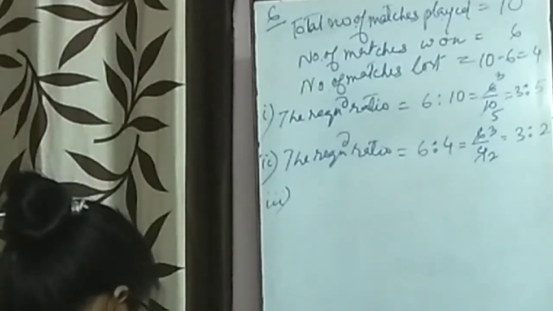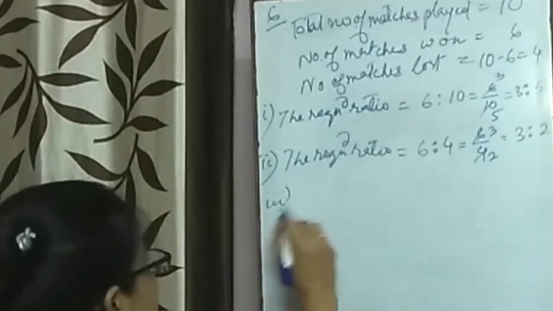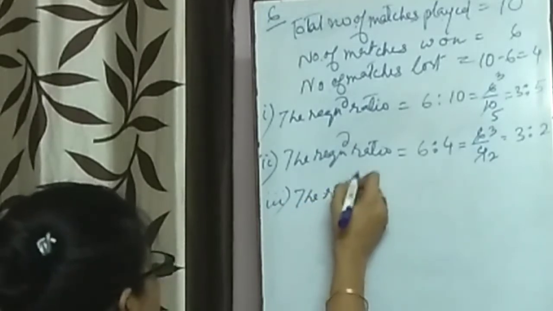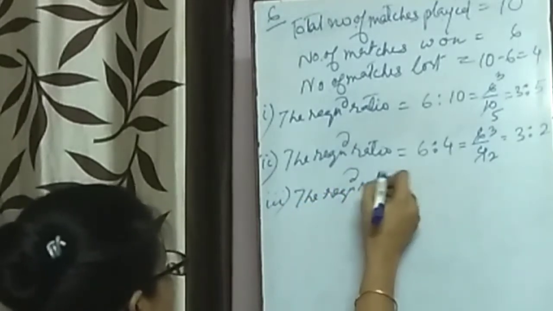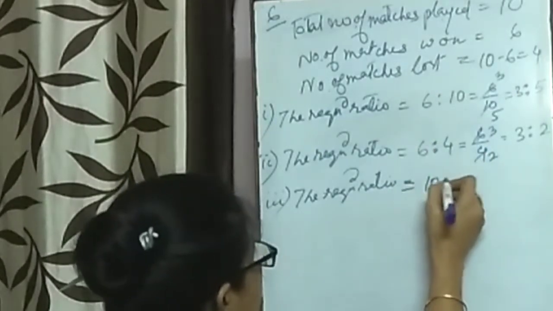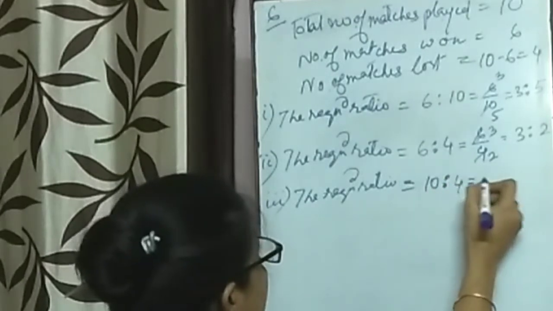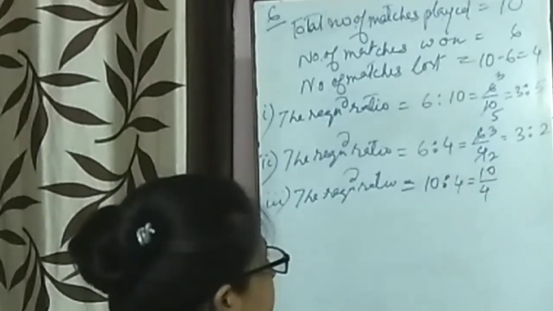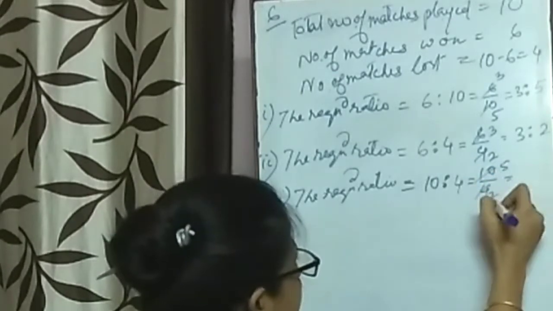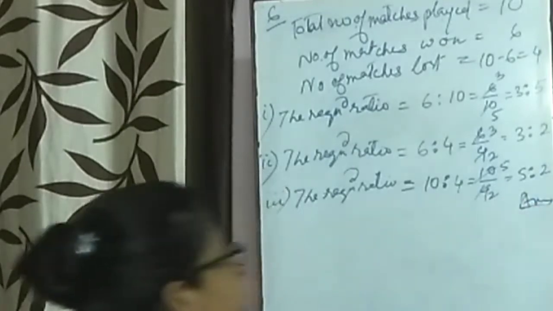Number of matches played to the number of matches lost. So number of matches played is 10. Number of matches lost 4. Cancel. 5 by 2, that means 5:2. Here are the 3 answers.